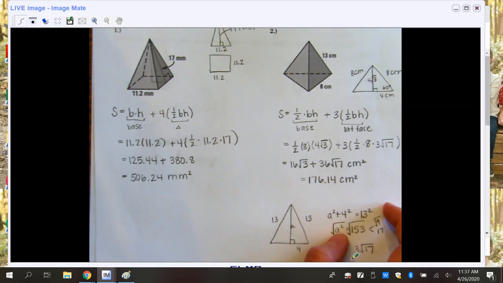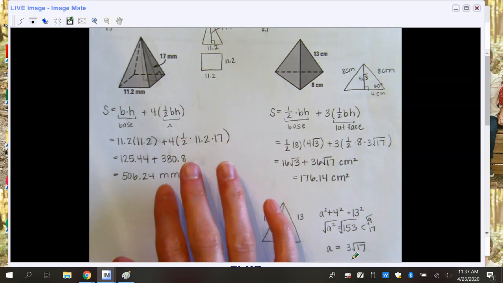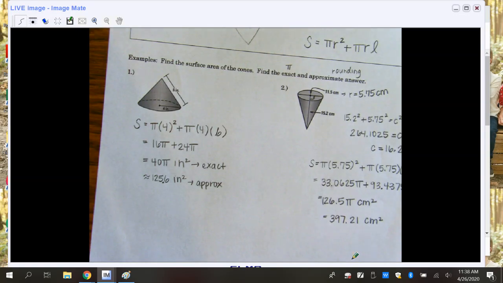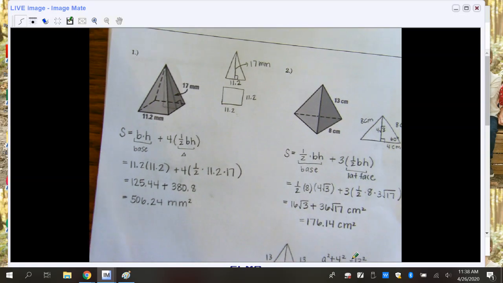Okay? So kind of like yesterday's homework, today has 2 cone practice problems, 2 pyramid practice problems. If you have any questions, just let me know.